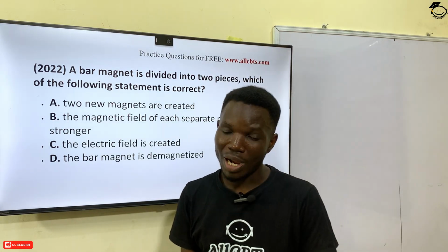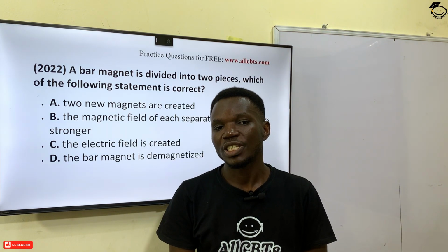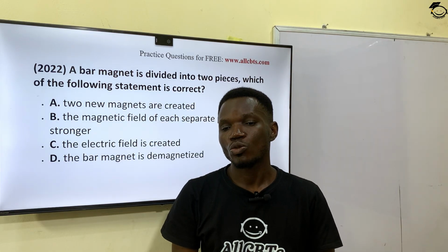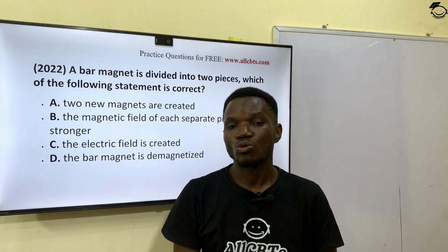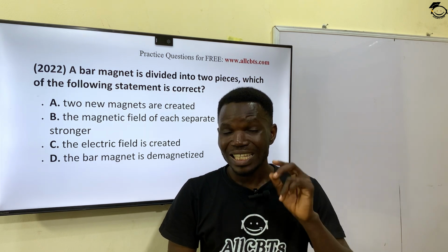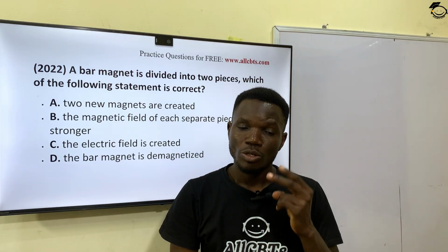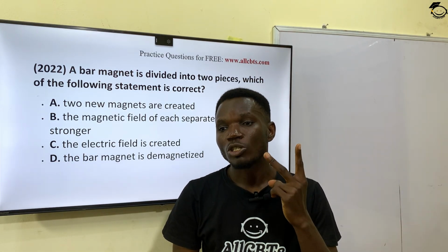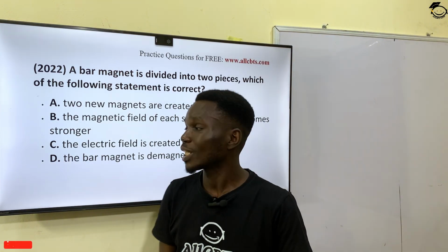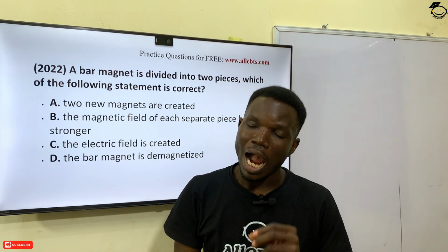Now, a bar magnet is a magnet that has its poles clearly written. Now, when a bar magnet is divided into two, automatically you are going to form what? Two magnets that have both north and south pole. So when you divide it into two, you'll be having two magnets that will be created, and they will both be having the north and the south pole. So the correct answer to this question is option A. Two new magnets are created.